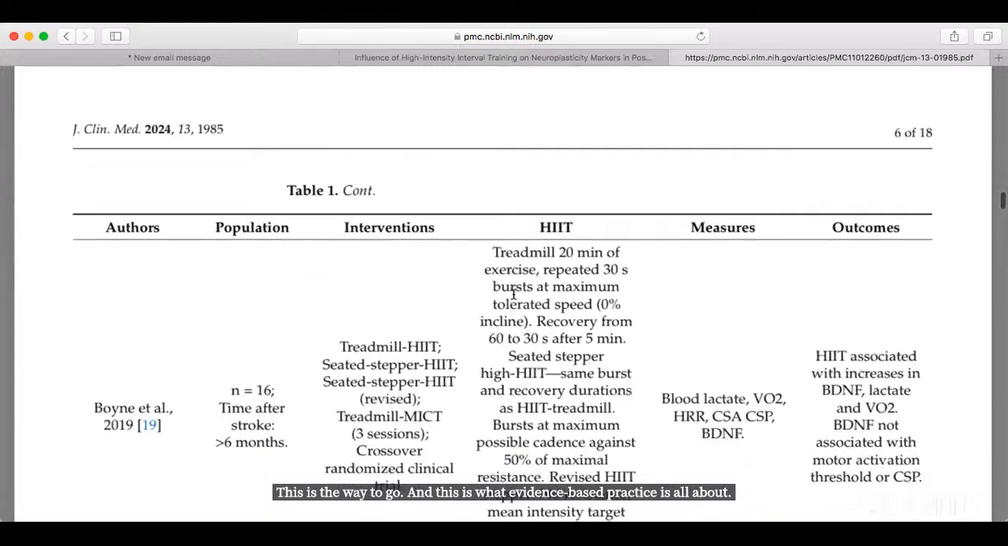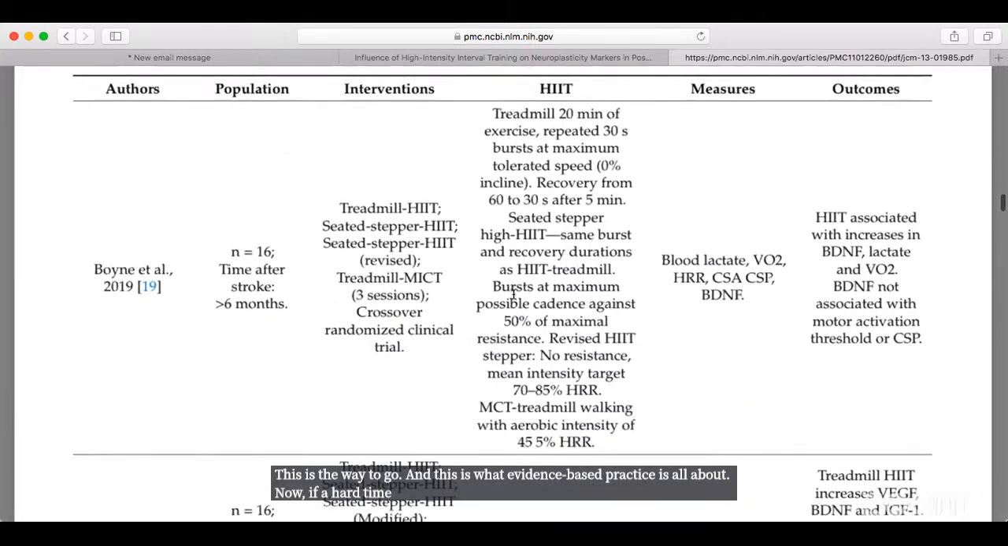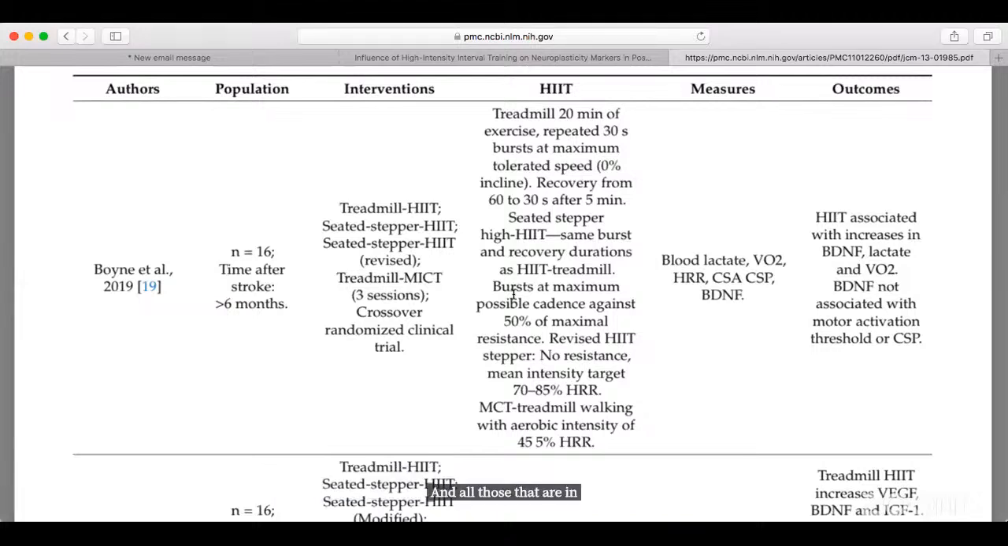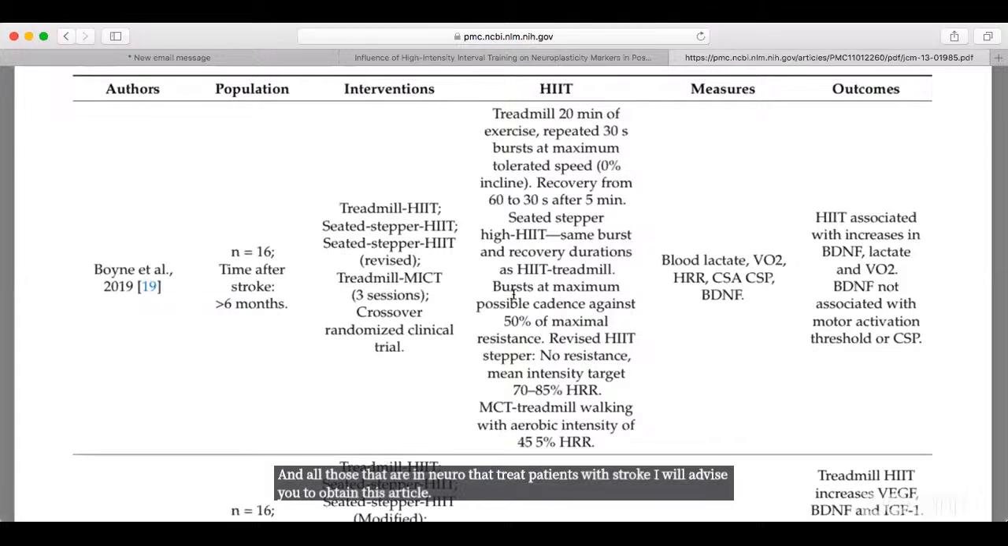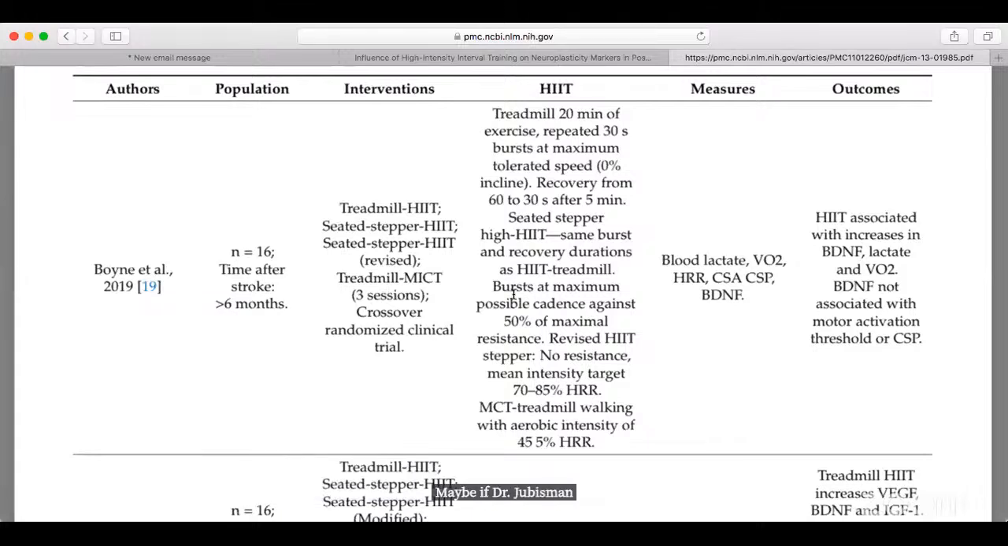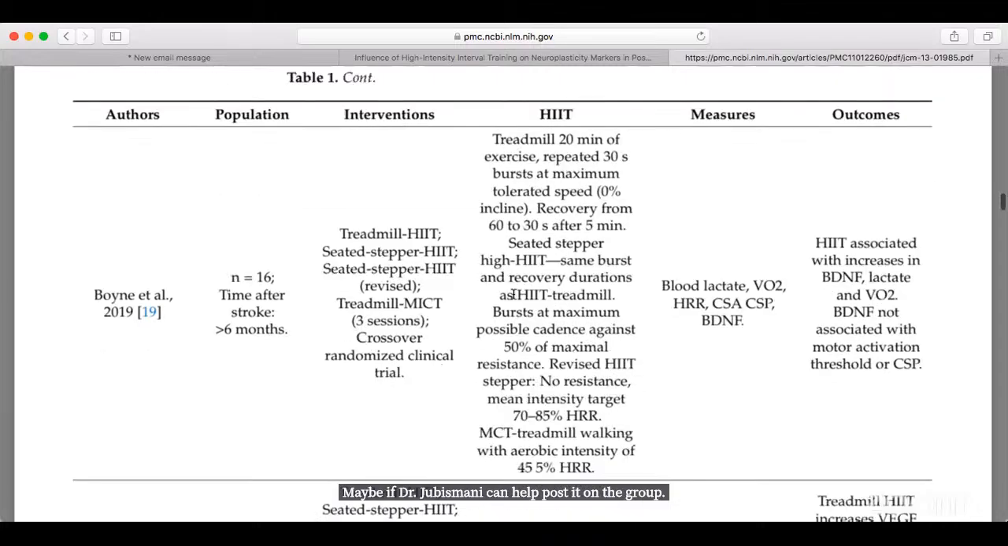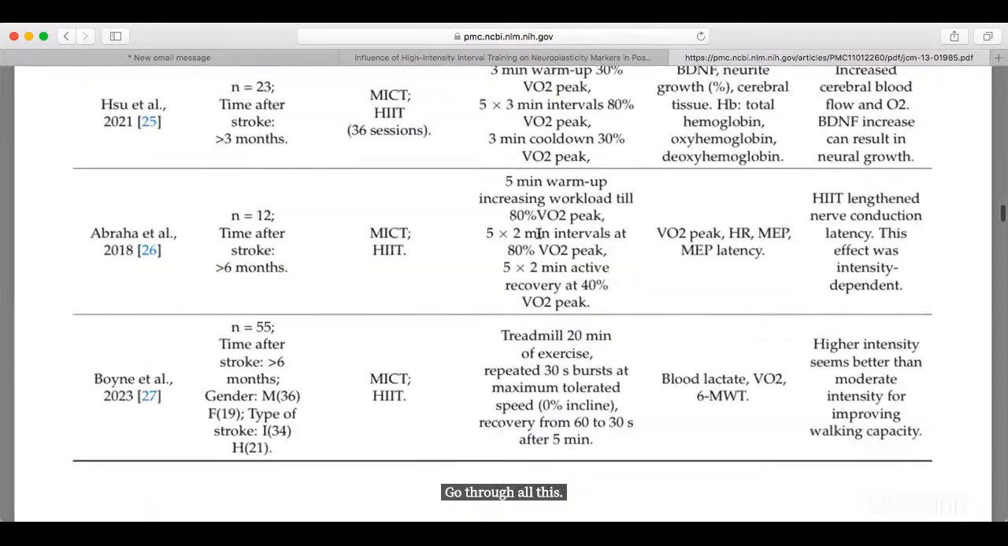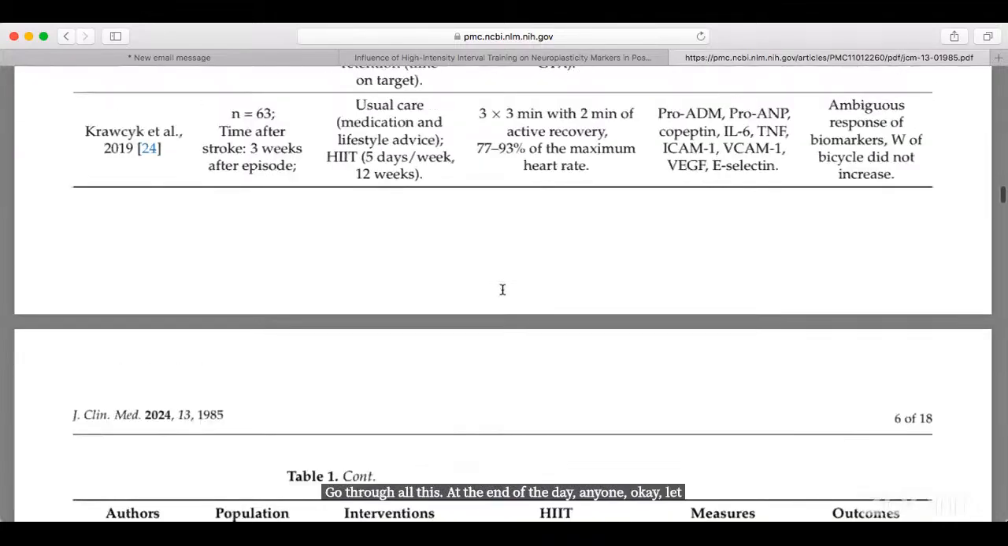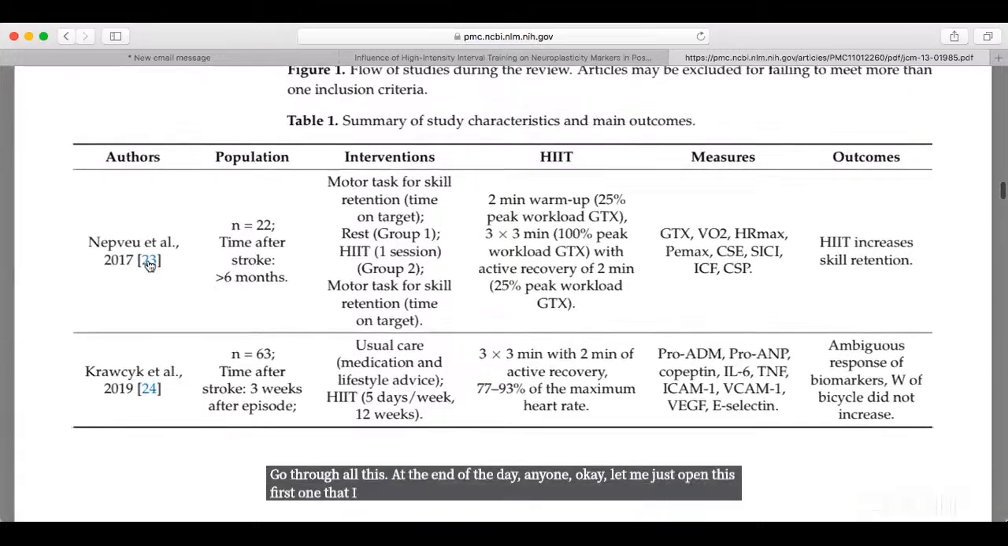Now, if I had time, I would have gone through all these studies, and all those in neuro that treat patients with stroke. I will advise you to obtain this article. Maybe Dr. Jubril Samani can help post it on the group, go through all this. At the end of the day, anyone, okay, let me just open this first one that I was referring to.